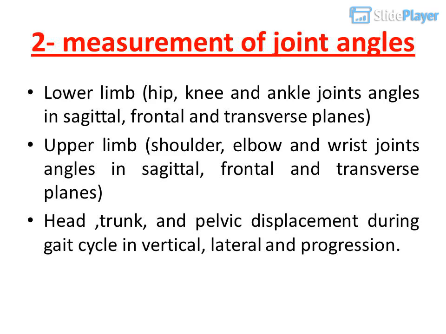2. Measurement of joint angles. Lower limb: hip, knee and ankle joint angles in sagittal, frontal and transverse planes. Upper limb: shoulder, elbow and wrist joint angles in sagittal, frontal and transverse planes. Head, trunk, and pelvic displacement during the gait cycle in vertical, lateral and progression directions.